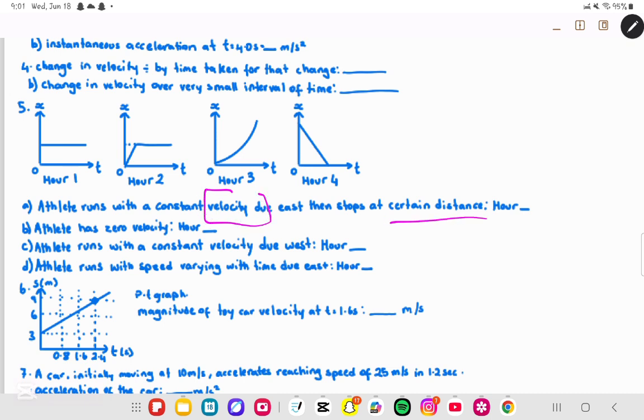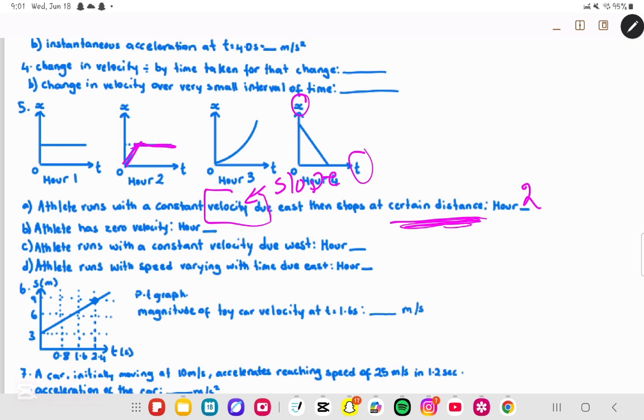So look, let's think about it. We are given a distance time graph. So in the distance time graph, the velocity is going to be the slope. So if it has a constant velocity, then it will have a constant slope. Then it stops at a certain distance, so it will stop at a certain position. So it will have a constant velocity, then it will stop at a certain position. This is for sure our 2.